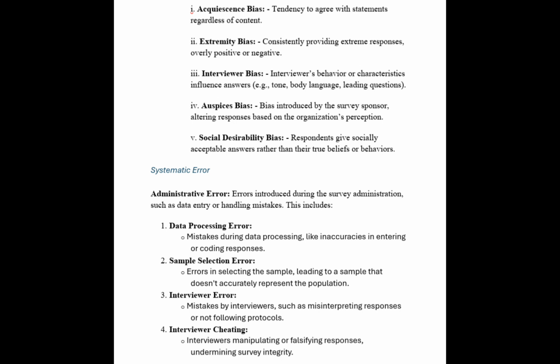Systematic error. Administrative error. Errors introduced during the survey administration, such as data entry or handling mistakes. This includes data processing error. Mistakes during data processing, like inaccuracies in entering or coding responses. Sample selection error. Errors in selecting the sample, leading to a sample that doesn't accurately represent the population. Interviewer error. Mistakes by interviewers, such as misinterpreting responses or not following protocols. Interviewer cheating. Interviewers manipulating or falsifying responses, undermining survey integrity.